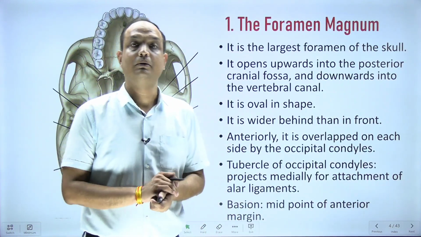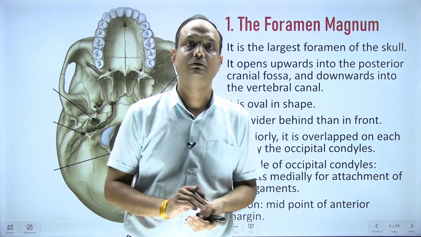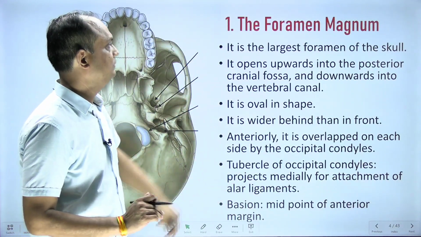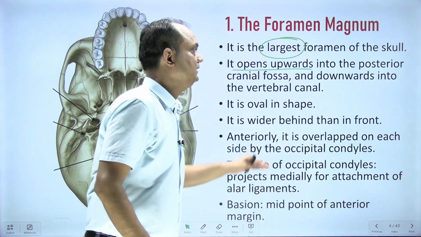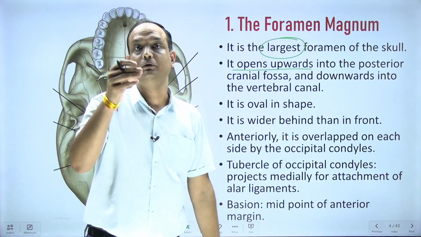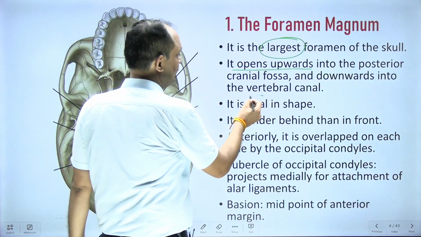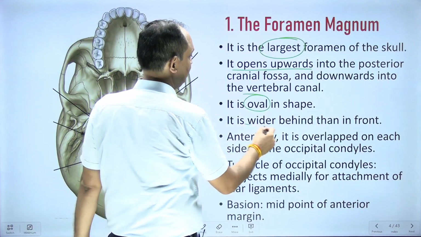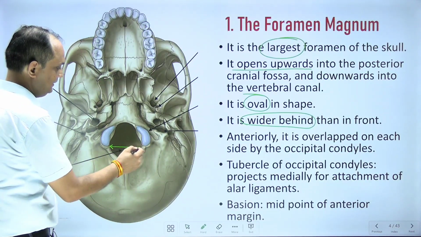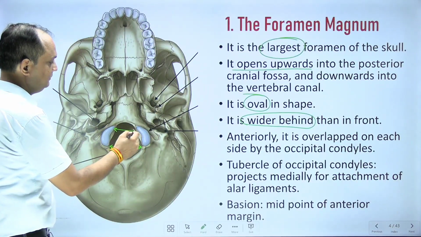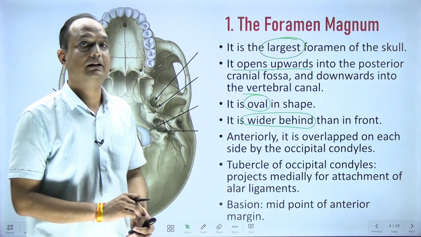So now let's talk about the foramen magnum. Sometimes you even get a question in your theory exam on the features of foramen magnum, apart from spotting. So the first thing is that it is the largest foramen of the skull. It opens upward into the posterior cranial fossa, and downward it continues with the canal present in the vertebral column, known as the vertebral canal. It is oval in shape, and because of this the area is wider posteriorly than in front. That means the diameter of the posterior area is more as compared to the diameter of the anterior area. Now anteriorly it is overlapped on each side by the occipital condyles.